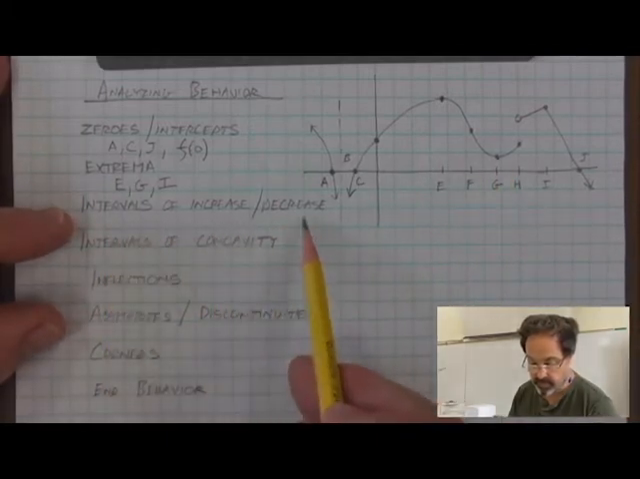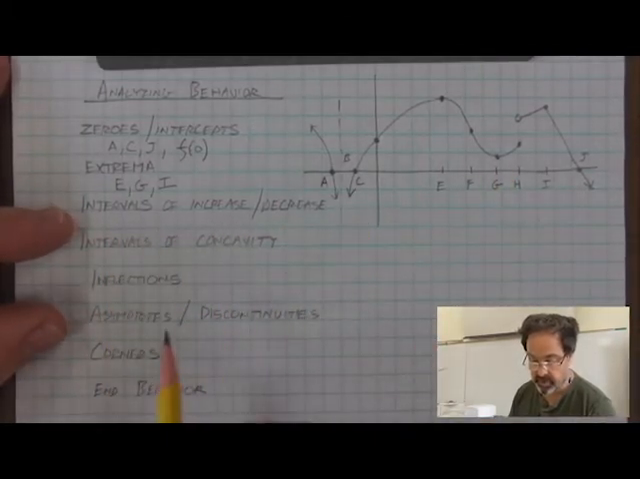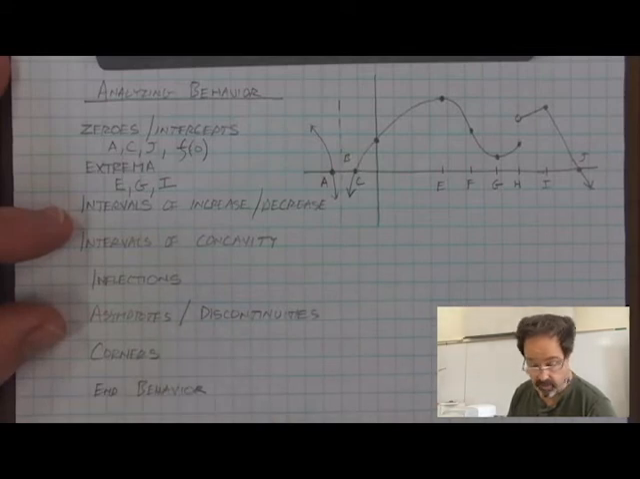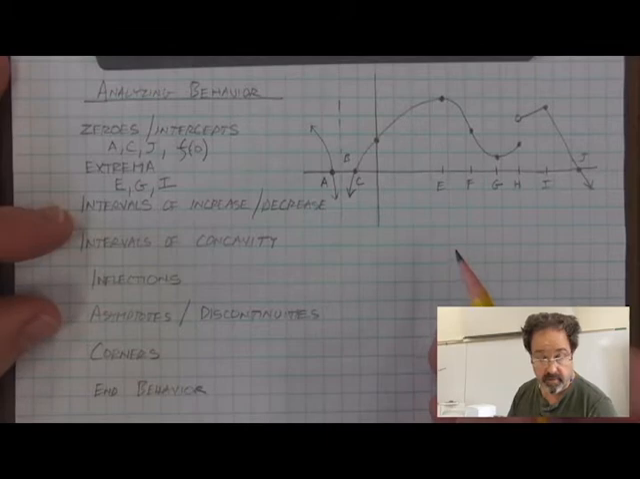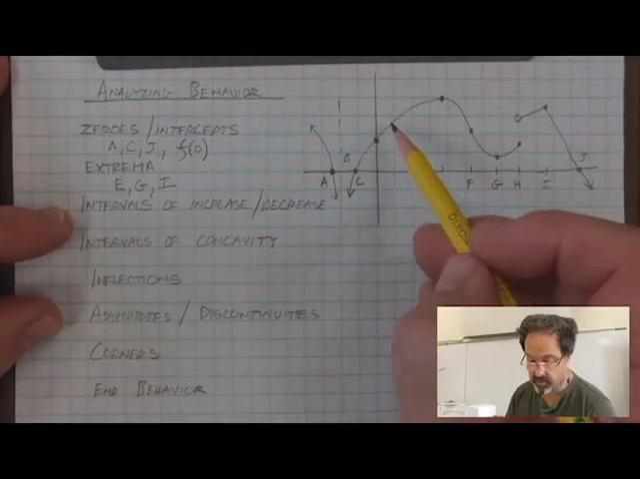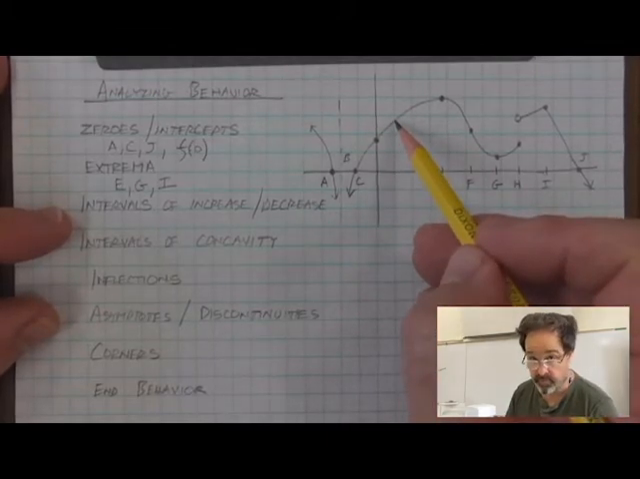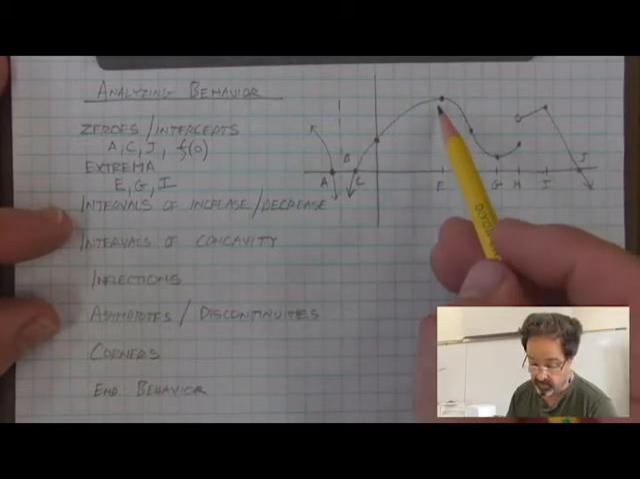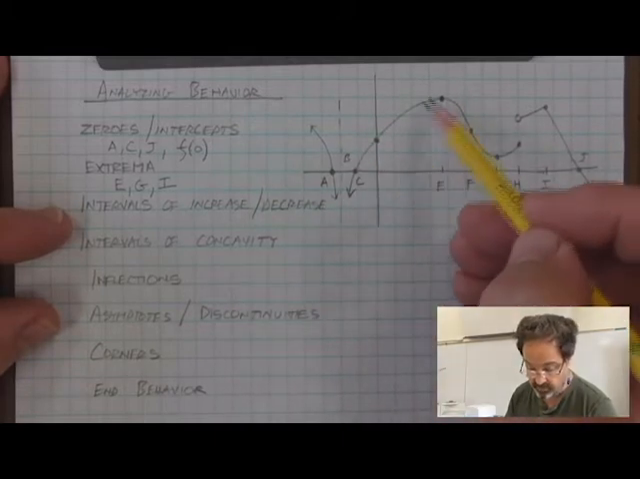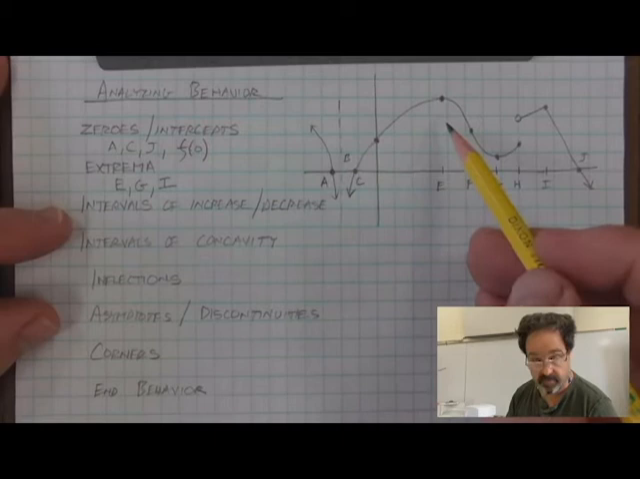Intervals of increase and decrease: where the function is headed down, it's decreasing. Where the function is headed up, it's increasing. A function will be increasing wherever its derivative is positive. We can visualize tangent lines to the curve in many places.